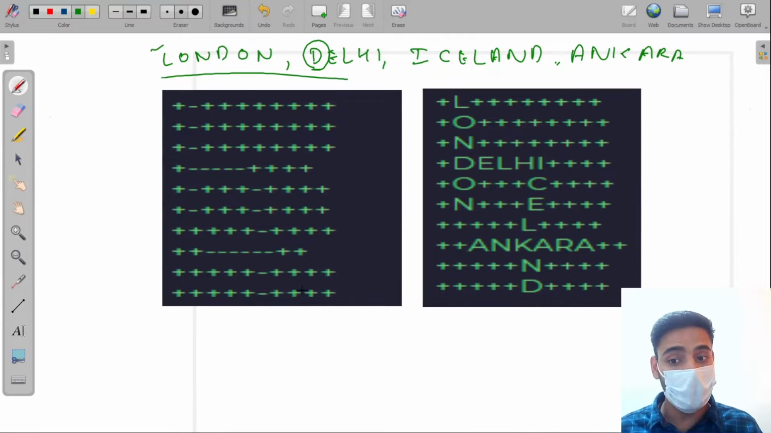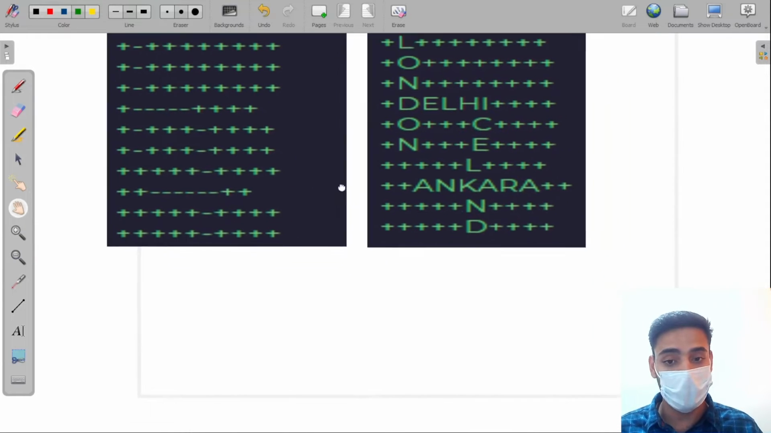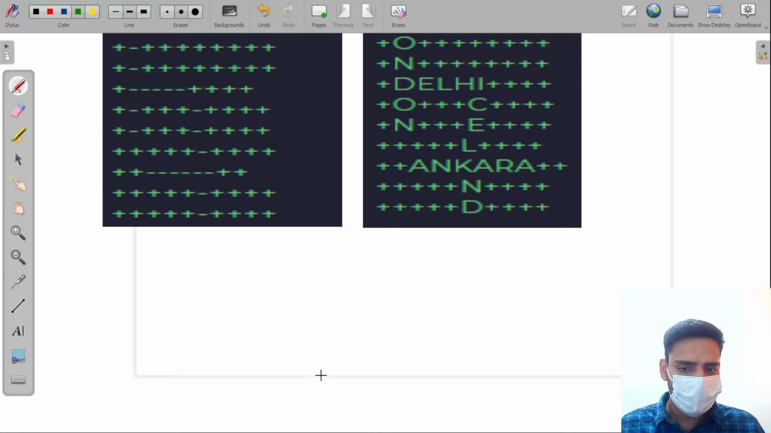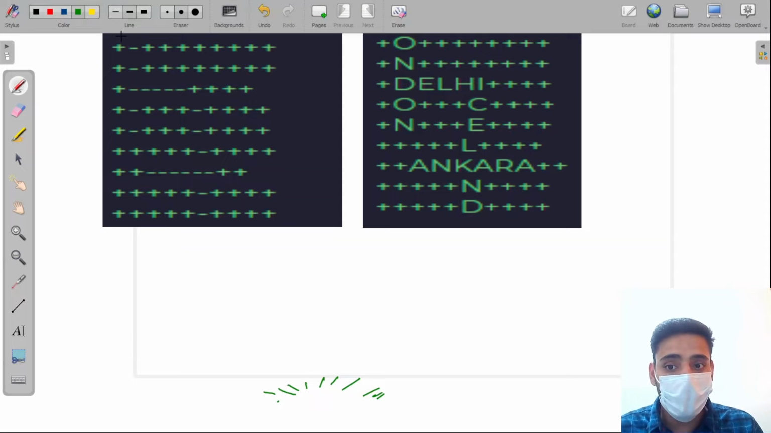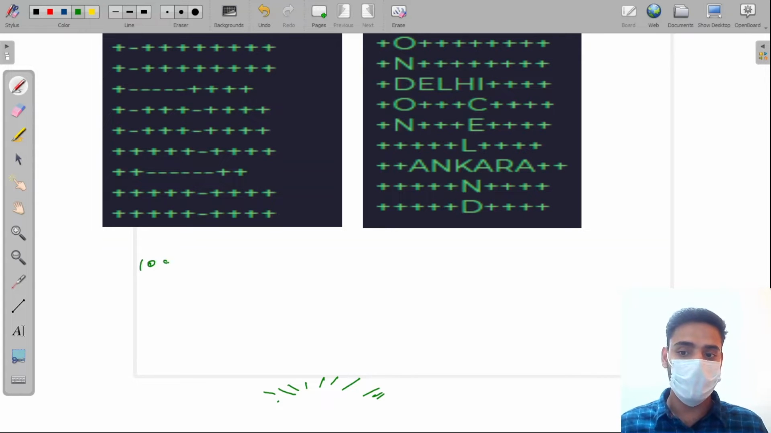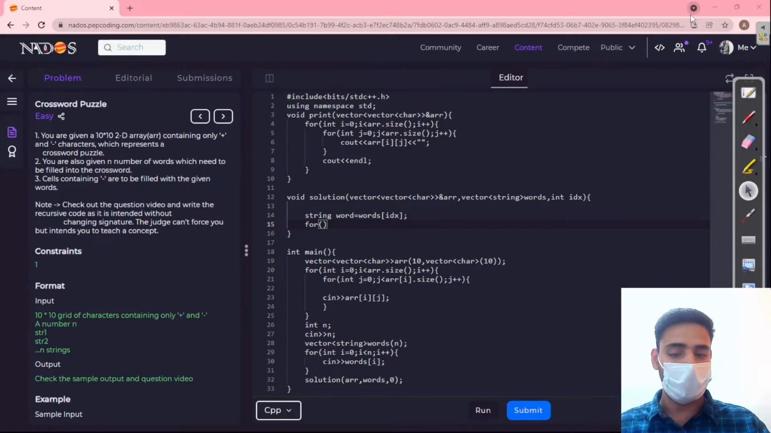Actually, if we draw a recursion tree for this problem, what will happen? Just suppose we will have to look for 200 conditions. Can you imagine why? Because we have to place 100 places. It's a 10 cross 10 matrix, 10 cross 10 array, right? So 100 possibilities are there, and we have to check at every position for two values, vertically and horizontally. So there are 200 possibilities, right? Okay, so let's go. First of all, we will start traversing.